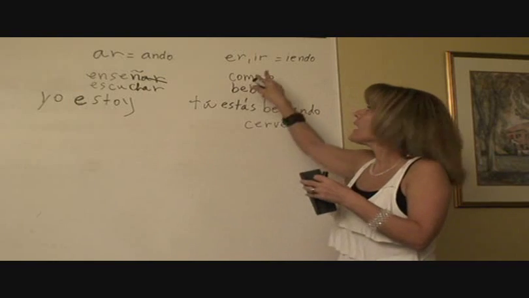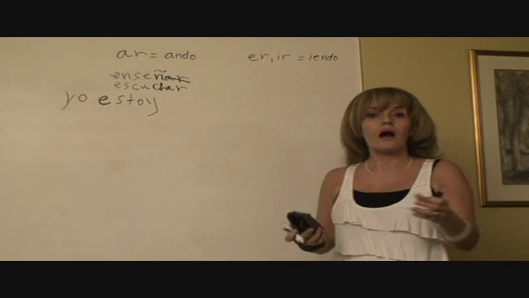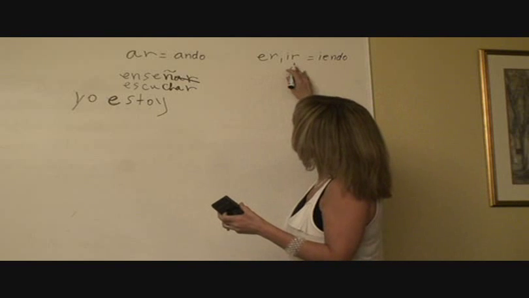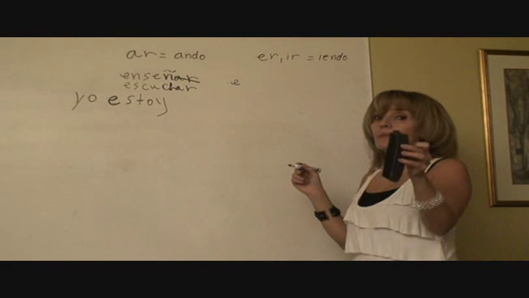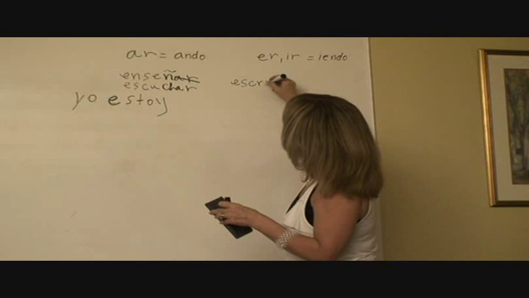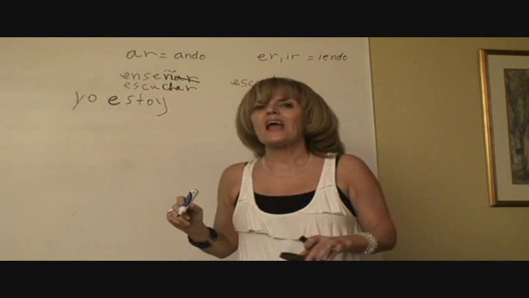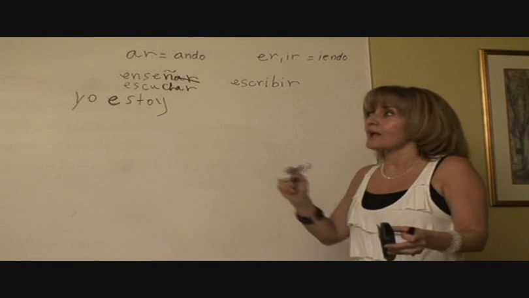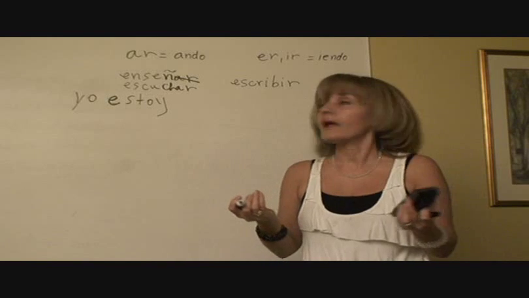We'll do one with IR. And instead of ER, like we just had, I'm going to have escribir, which ends in IR. Escribir means to write. What if you wanted to say, I am writing a book? Right now, I am writing. And remember, you use this when you are doing something at the moment, okay?